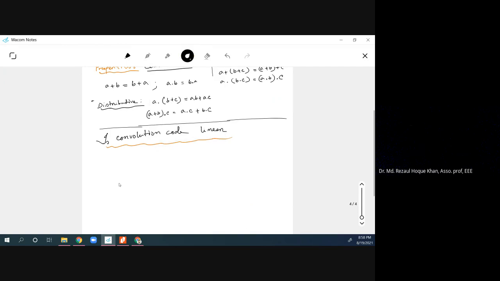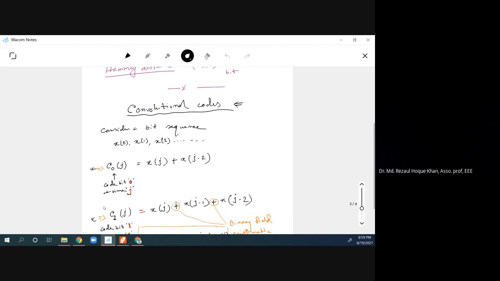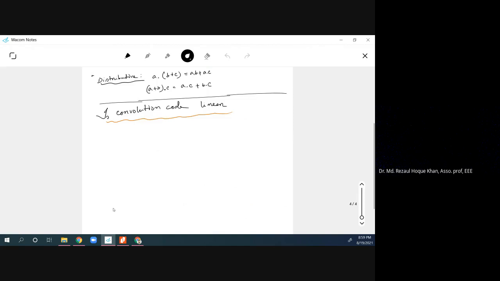Okay, let's imagine a bit sequence. For example, consider two bit sequences so that we can see. One bit sequence is nothing but x0, x1, x2, and so on, and the other is y0, y1, y2, and so on.